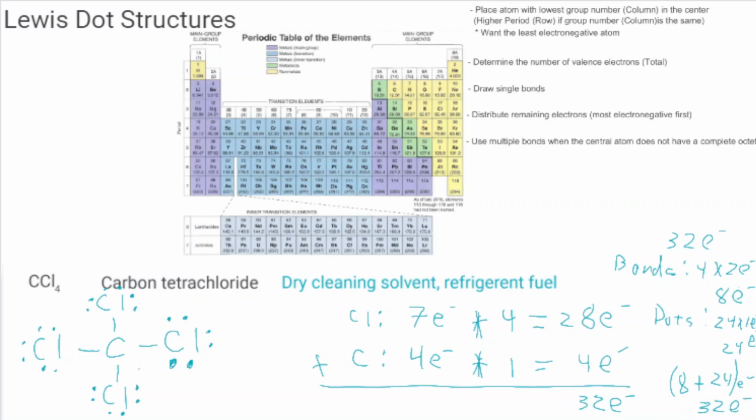Now the other thing we want to check is to make sure that our central atom, carbon, obeys the octet rule as well. So it has 1, 2, 3, 4 bonds. Multiply that by 2 electrons each. That gives us 8 electrons, so it's obeying the octet rule as well. So every atom is obeying the octet rule. We used up all of our valence electrons, so this molecule is done.